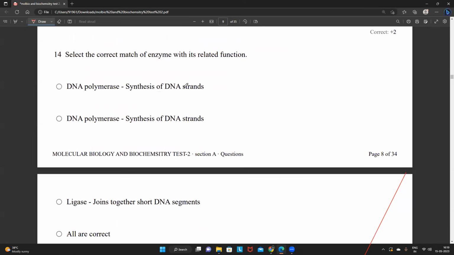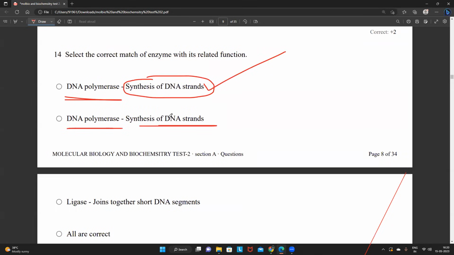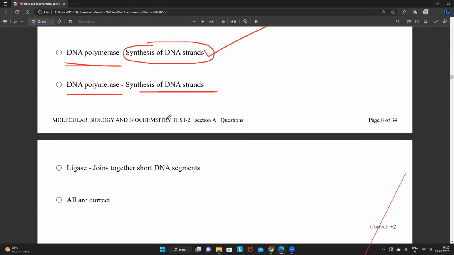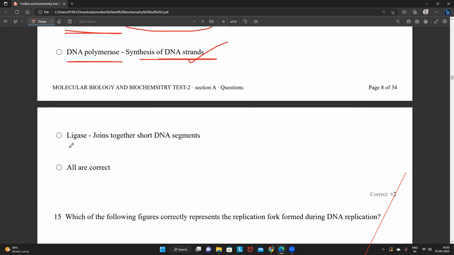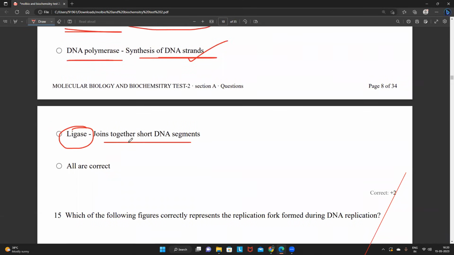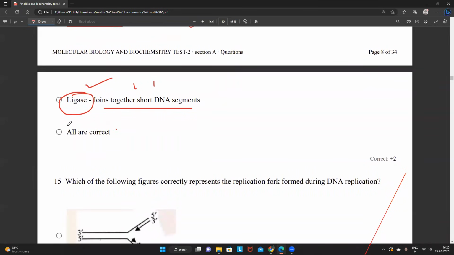Now, select the correct match related to enzyme function. DNA polymerase's function is what? Polymerization, or synthesizing the new strand. Absolutely true statement, there's no doubt about it. Why is it getting repeated? I'm not understanding. Yes, of course, synthesis of the new strand. Ligase: the function is what? Joining the phosphodiester bond, nothing but joining one fragment with another fragment. Of course, that is also true. Hence, what will be the answer? The answer will be D.